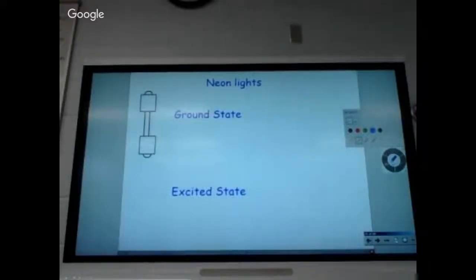Now, my neon light looks a little bizarre because the neon light that I'm using fits in this lovely box that Xavier just asked me about. My neon light is shaped like that neon light. It's a glass tube.